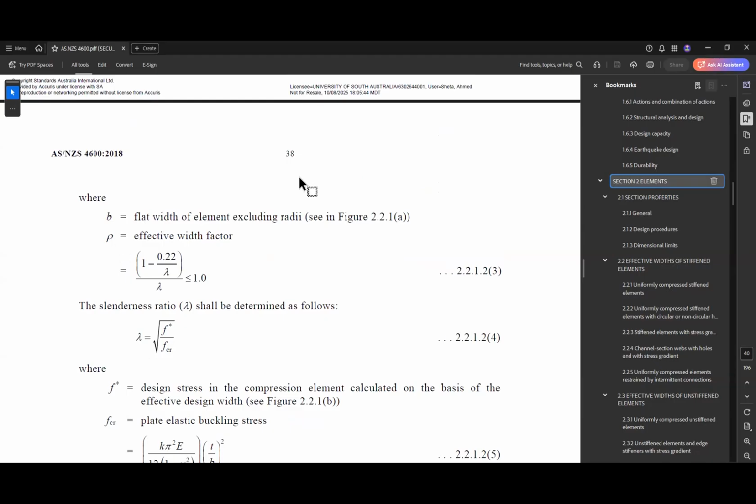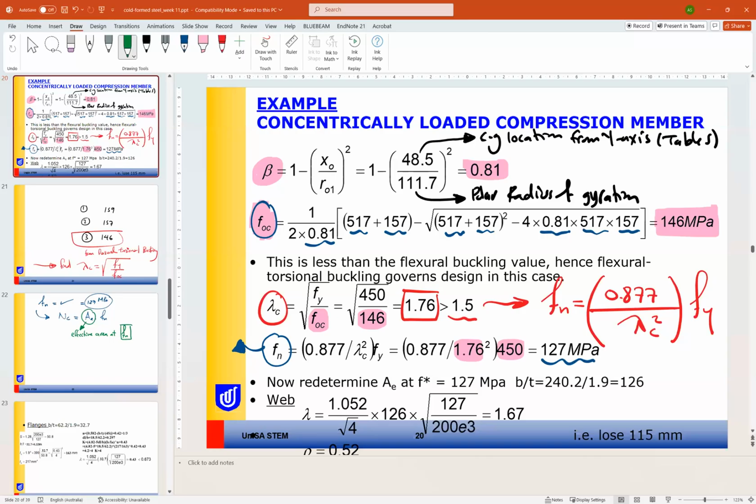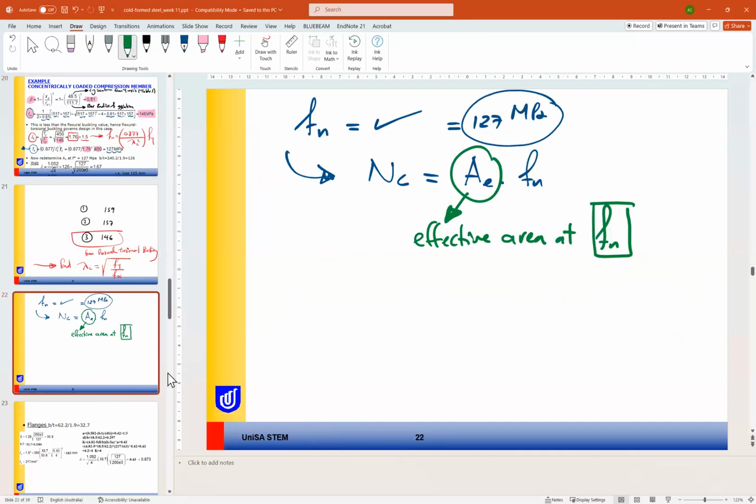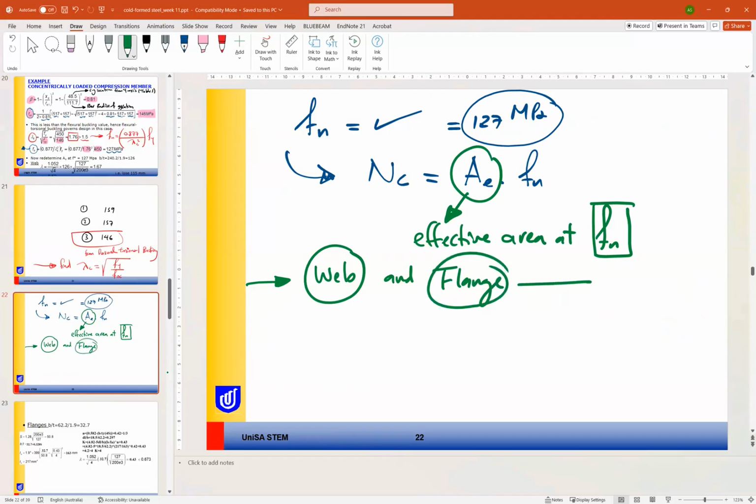So if we go back to our slide, we will need to find lambda for web and for flange to find A effective at Fn.